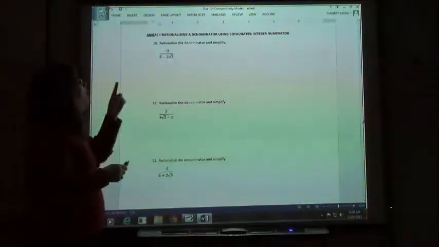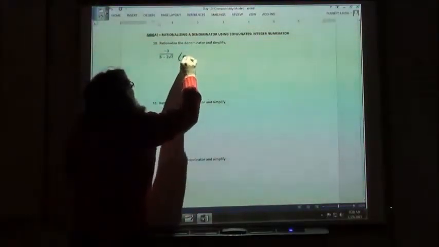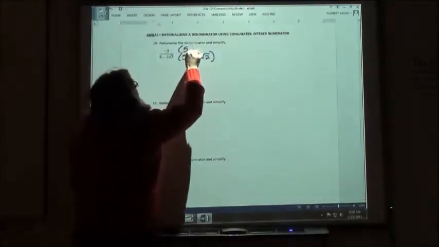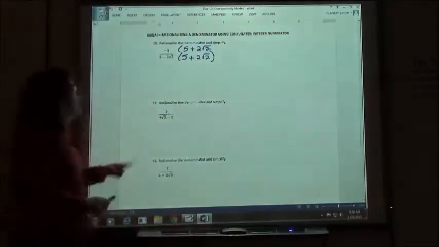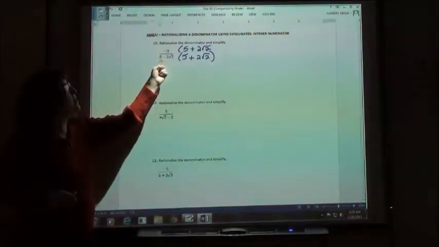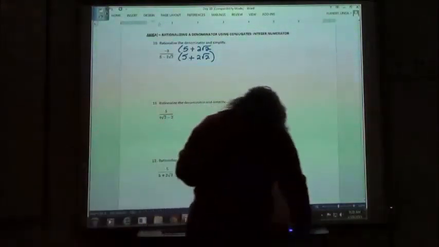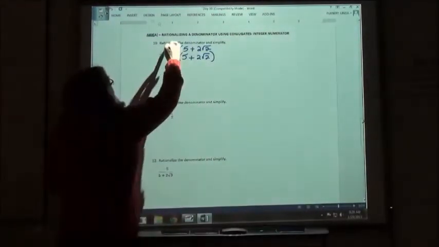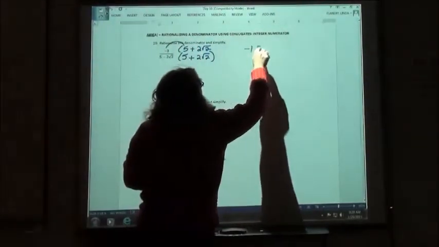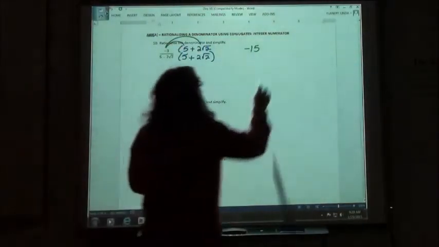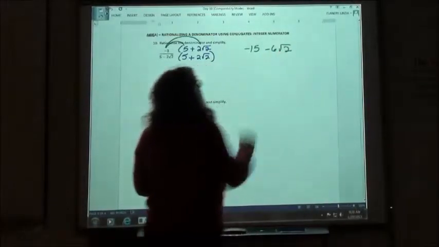So what we're going to do is multiply the top and the bottom by 5 plus 2 square root of 2. Same two terms as the denominator, just with the opposite sign, because we found out when we FOILed that, all that stuff canceled out of there, right? On the top, we're just going to multiply it out using our distributive property. So negative 3 times 5 is negative 15. Negative 3 times 2 square root of 2 would be negative 6 square root of 2, right?